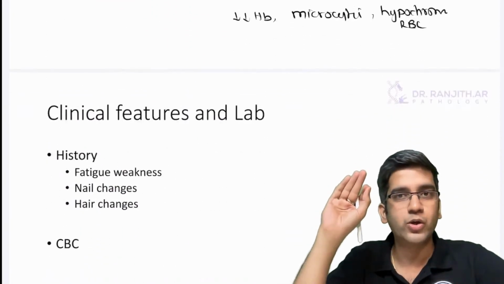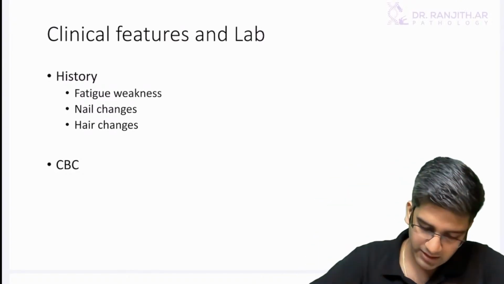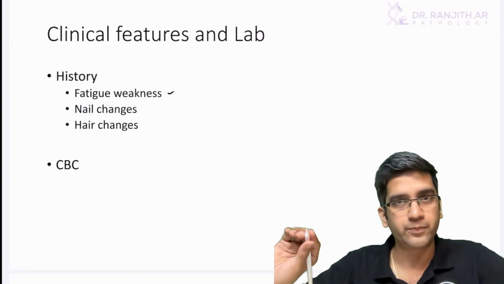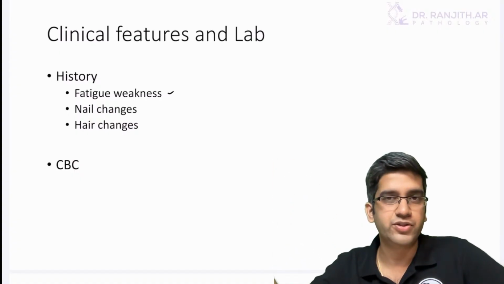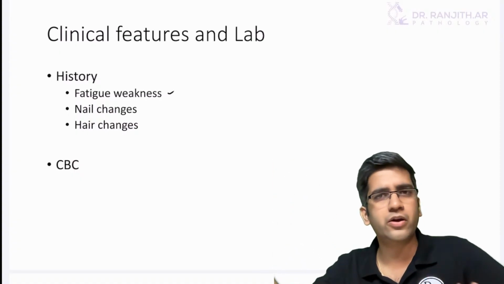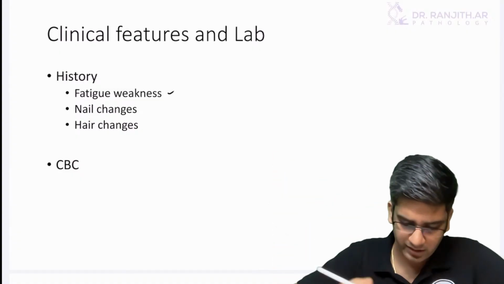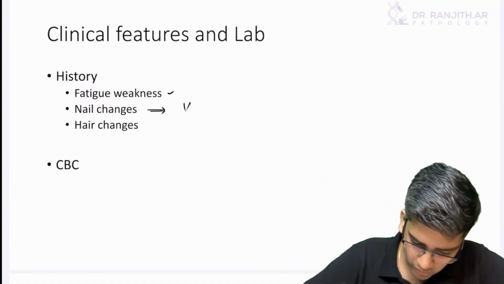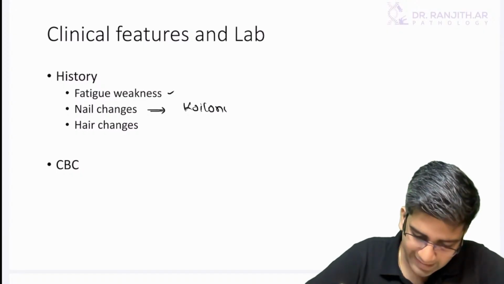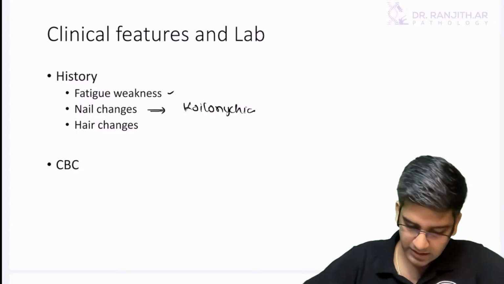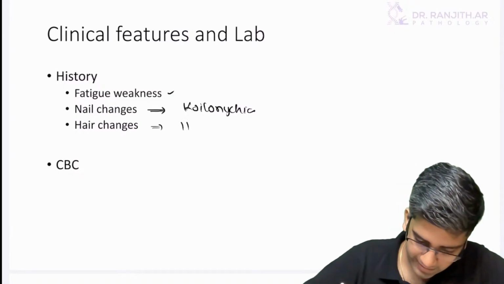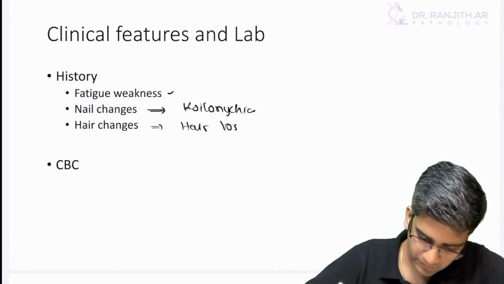Please don't forget koilonychia and hair changes. These are a must. Fatigue and weakness are a common template. In addition to that, if it's a child, add the problems of worm infestation. You can add menstrual irregularities as a component of the history taking, right? Nail changes, koilonychia has to be there. This is something very, very classical, right? Hair changes, there'll be hair loss and sparse hair.